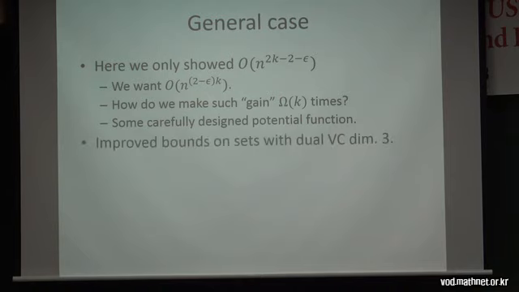And then again, as I said, we got improved bounds on sets with dual VC dimension 3. Dual VC dimension 2 was a very well-known fact: if you have more than linear sets, then 2 sets cross. Somehow we improved this bound for dimension 3, but our bound is not tight.